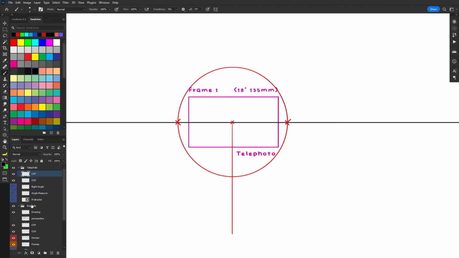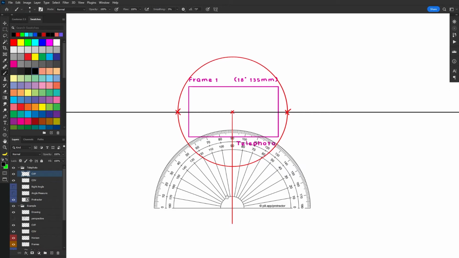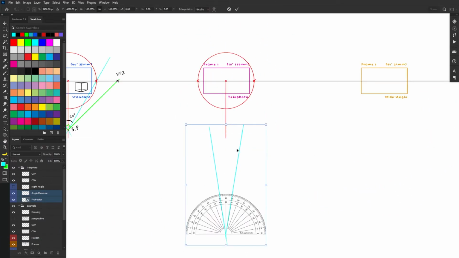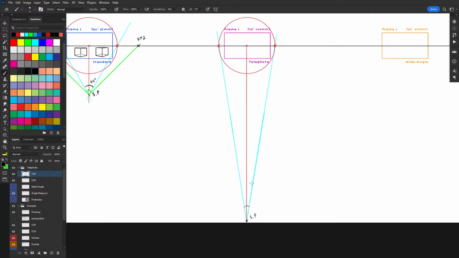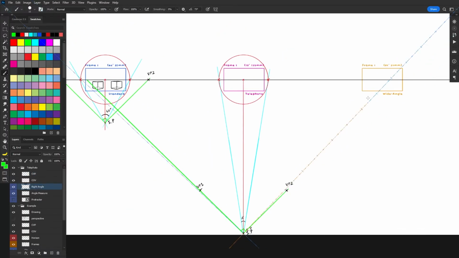The only thing that's going to change is the angle in relation to the station point, which is now going to be 18 degrees instead of 60. When I plug in those numbers and measure those angles, look how far down the station point now becomes compared to our 60-degree example.